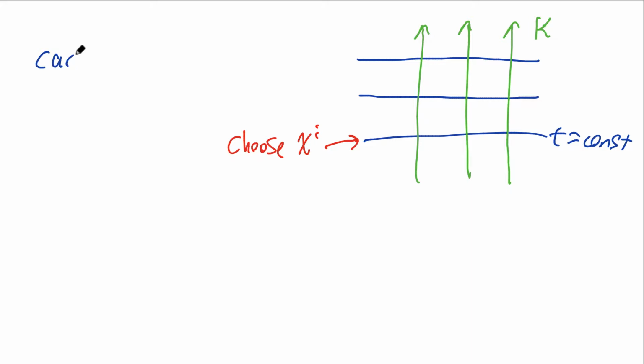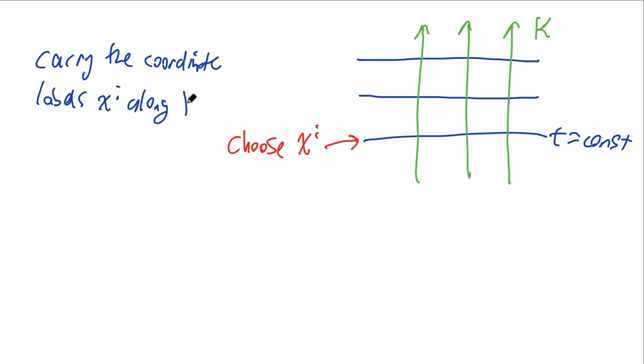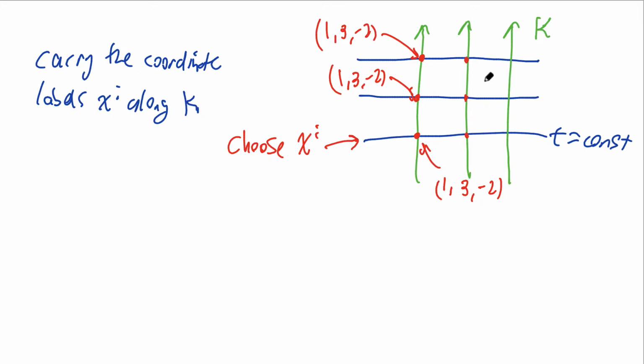So we'll carry the coordinate labels, the xi's, along the integral curves of the Killing vector field k. So in other words, if this is the point with spatial coordinates 1, 3, minus 2, then this is also given the coordinates 1, 3, minus 2. And likewise, this point has coordinates 1, 3, minus 2. And we'll do that along each one of these integral curves of k. We'll just carry those same spatial coordinate labels along.